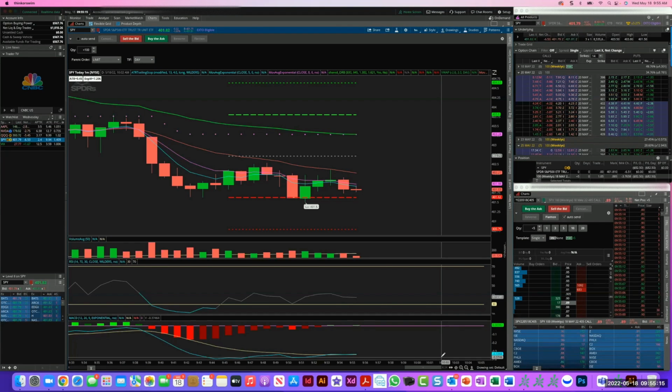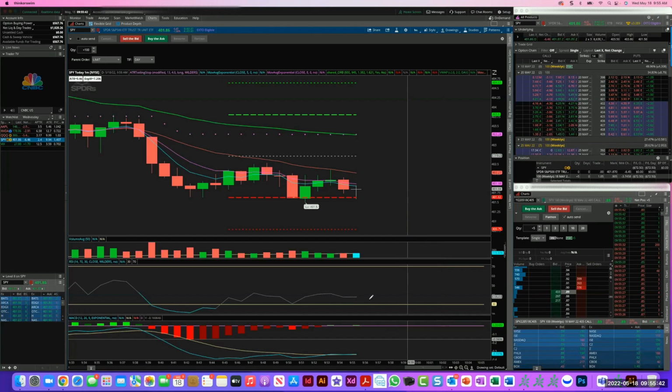So this is not really unexpected. I'd rather trade like this than to chase something to the top. So if the SPY was gapped open and was running to the top, then that would be a bit more challenging. But we do have this struggle.